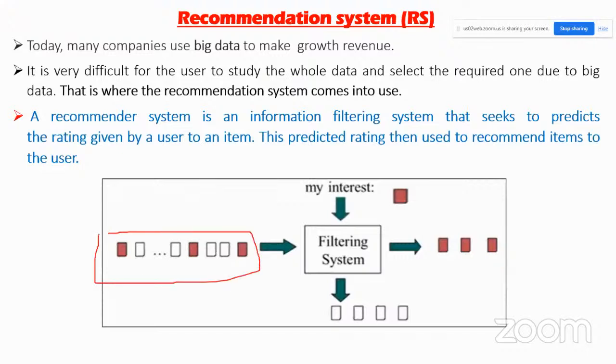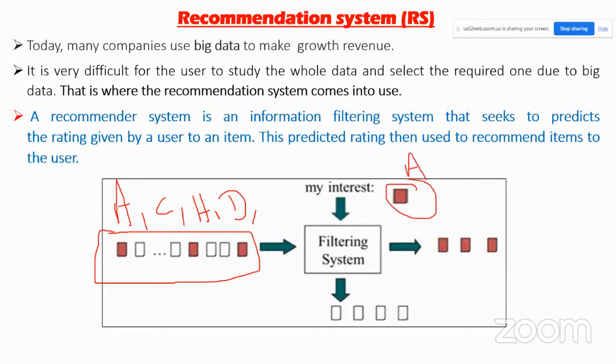Let us assume we have movies here. Movies means action movies. We have, let us assume, comedy movies. We have horror movies, devotional movies, romantic movies, like that, various kinds of movies or various genres. Or we can call them various categories of movies. And my interest is, let us assume, action-oriented movies.